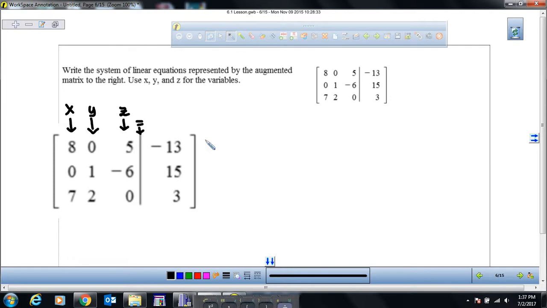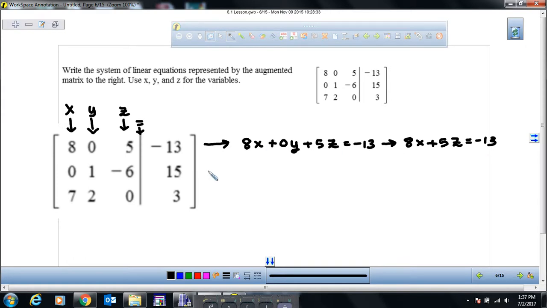Right? So what does the first equation tell me? So it is 8x plus 0y plus 5z equals negative 13. Of course, since there's a 0y, we don't have to write it down. We just write it as 8x plus 5z equals negative 13. That's all we have to write for this.